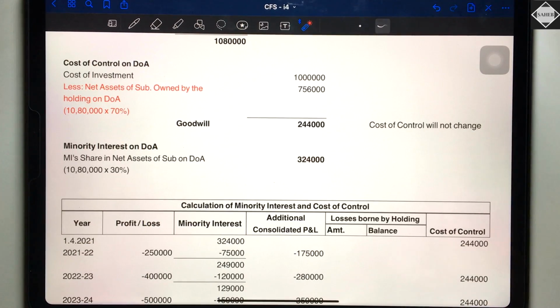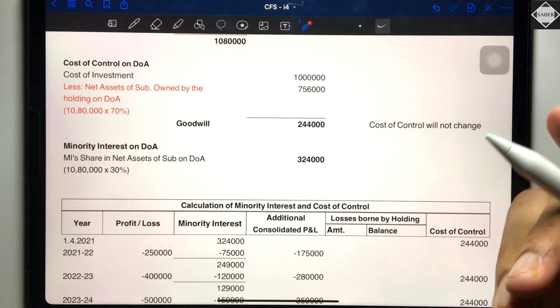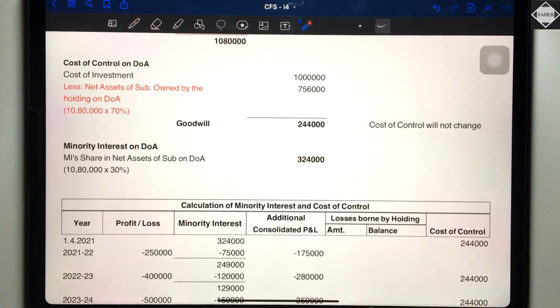Okay, we don't know the holding balance, so that's why we cannot call it just consolidated P&L. Is that clear? And then here we have losses borne by holding company. What is this column? How much minority's losses will be borne by holding, that will come over here. Here we have two columns, as you can see over here.